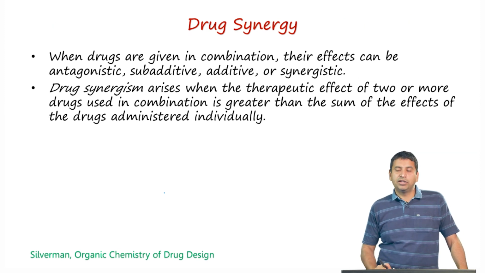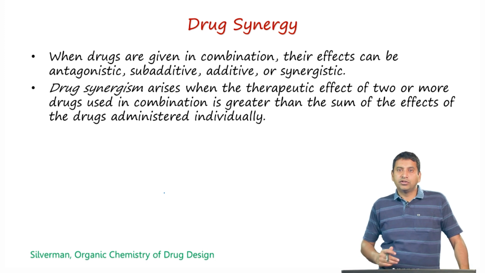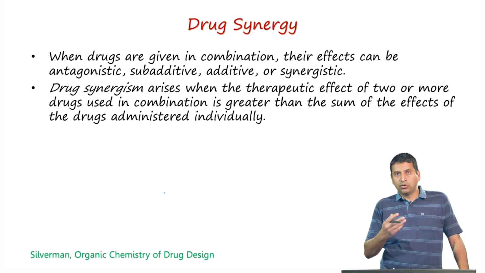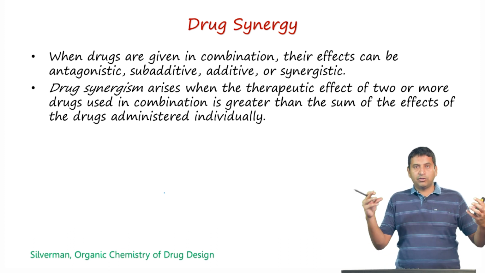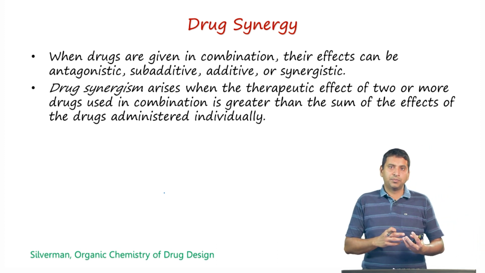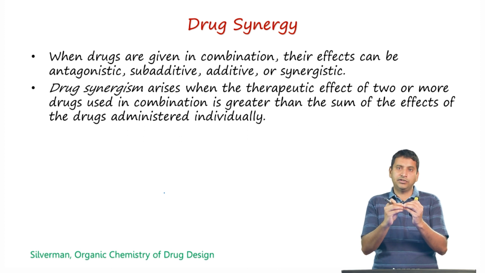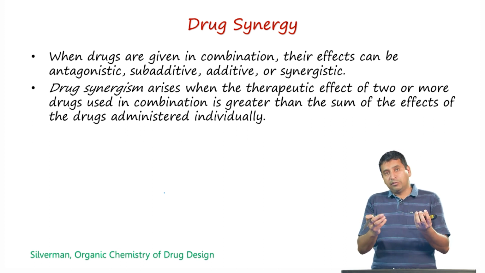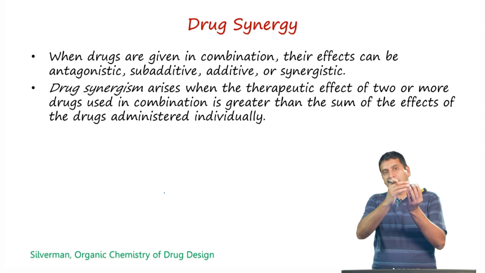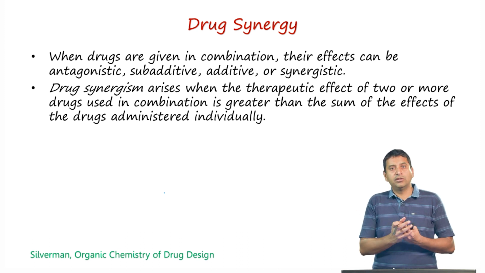The next topic that we are going to look at is drug synergy. We have already looked at a part of this when we looked at drug alliances, but here we are just going to look at it a little bit more formally. So, drug synergy: when two drugs are given in combination, they can be antagonists, that means that one drug is going to cancel out the effect of the other, or it can be subadditive, that means that there is going to be a little bit of addition in efficacy, or it can be additive, that means that the effect of A can be added to the effect of B, and that is going to result in the combination therapy.